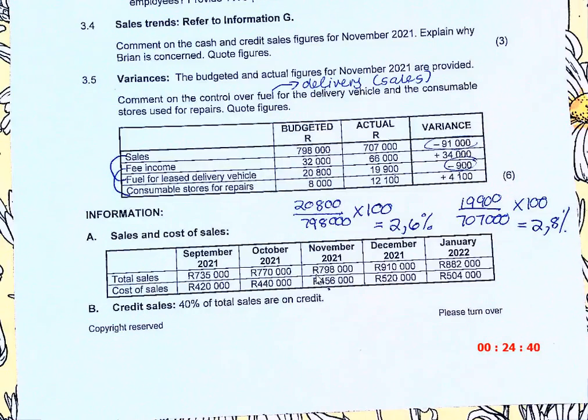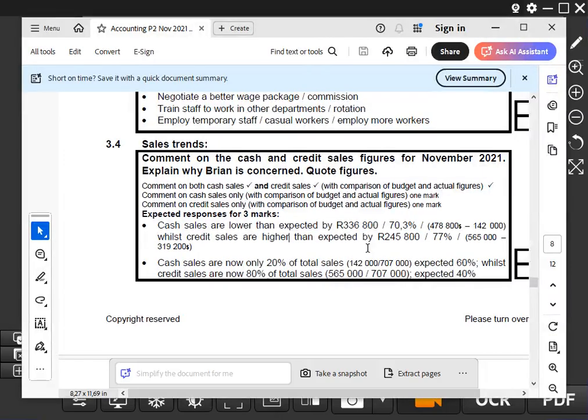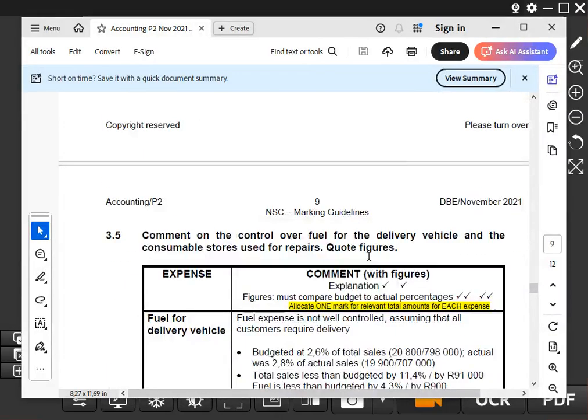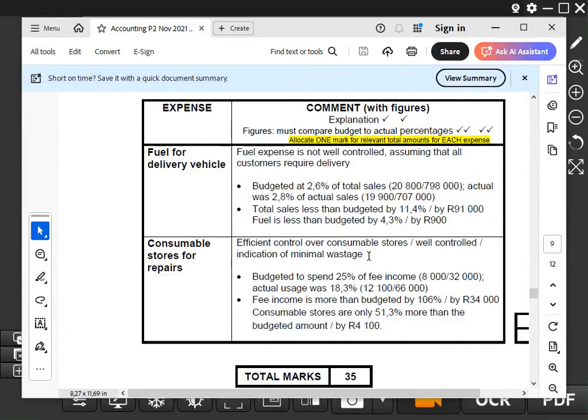Ma'am, can we look at the drop in the fuel and the drop in the sales and compare the two? How are you going to do that? I think what we expected was to spend 20K, but then we spent 19K. So we want to see how much less, percentage-wise, did we spend on fuel. So you did the change.